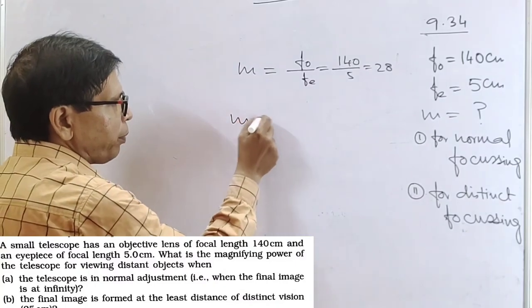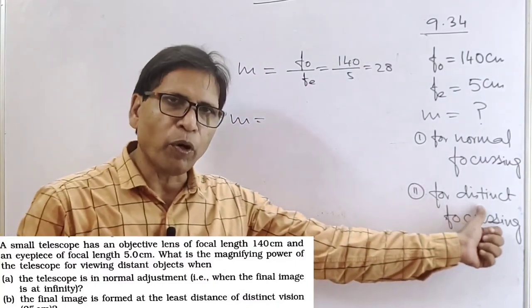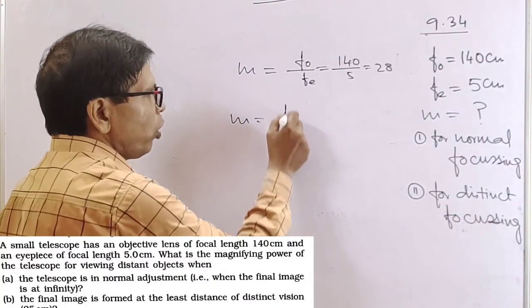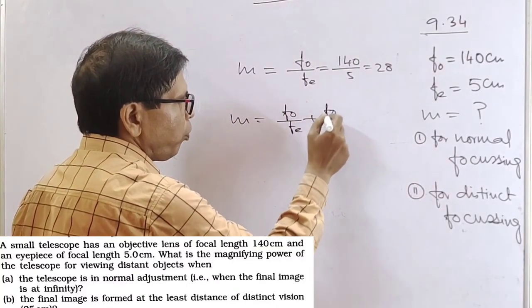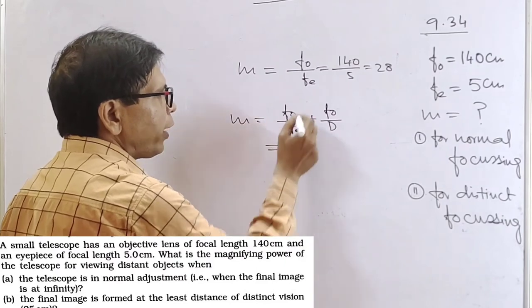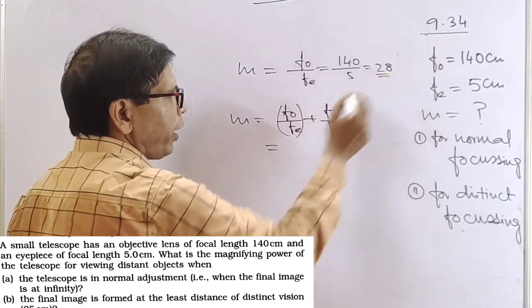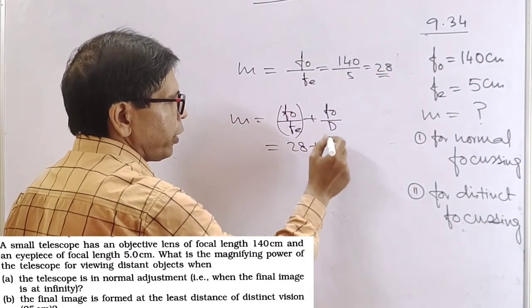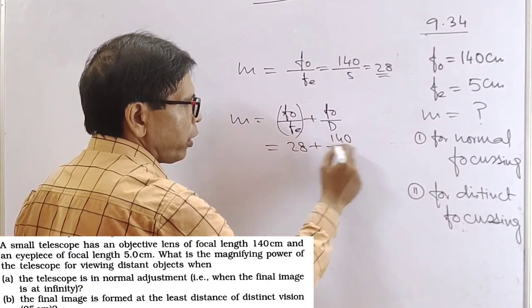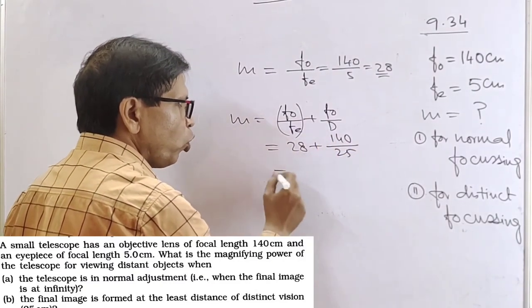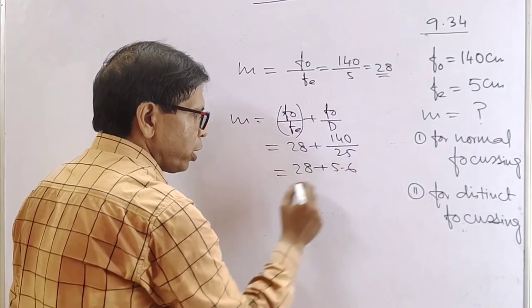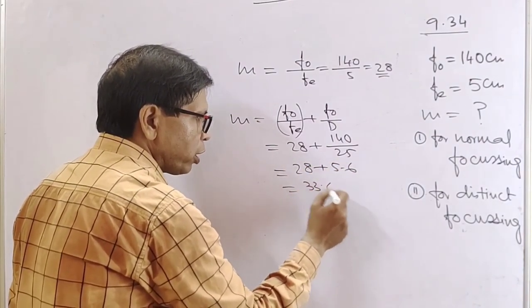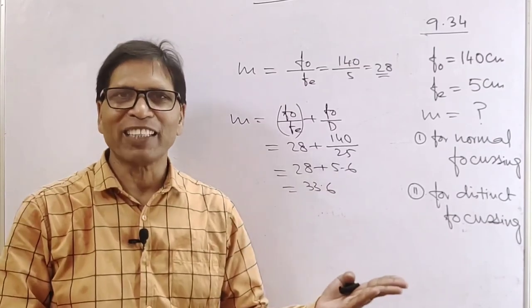Now the angular magnification for distinct focusing is equal to FO by FE plus FO by capital D. So this is 28 plus 140 by 25, which is 5.6. So 33.6 is the angular magnification.